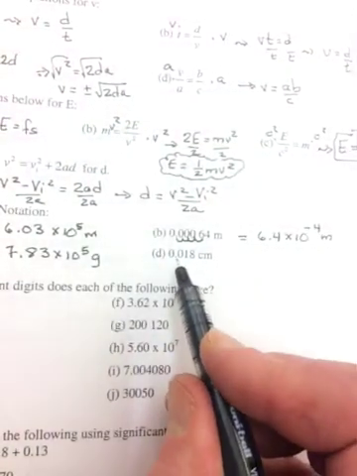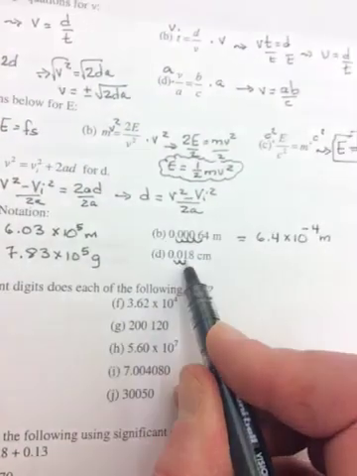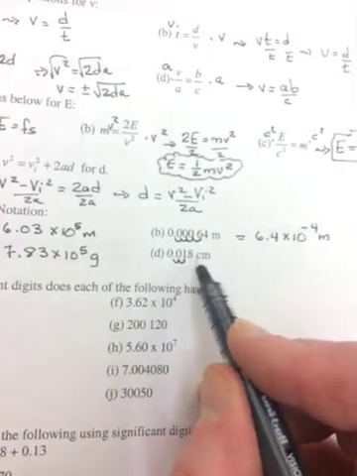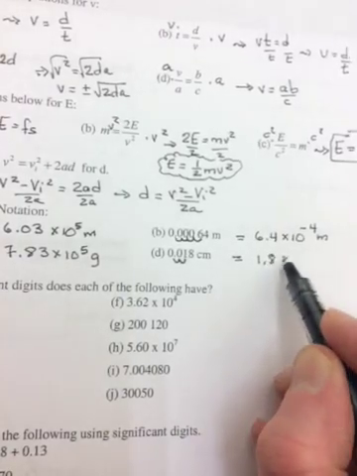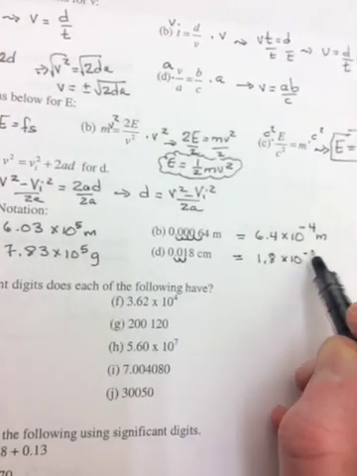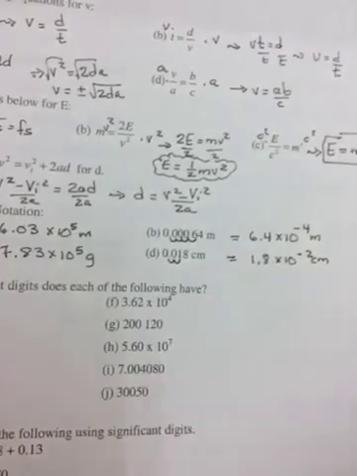And the last one, moving right again, and we're just moving it 2 spots, and it's only the last 2 digits that are significant, so 1.8 times 10 to the negative 2 centimeters.